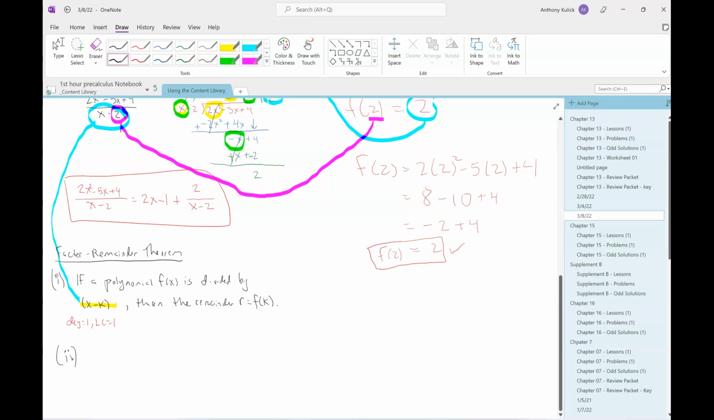The place that we're interested in, though, is the factor piece of this factor remainder theorem. The first part just says if a polynomial f of x is divided by some monic polynomial, then the remainder is the same as substituting. This says that a polynomial f of x has a factor of x minus k if and only if f of k is equal to 0.